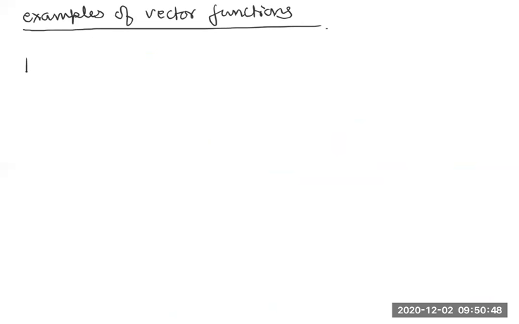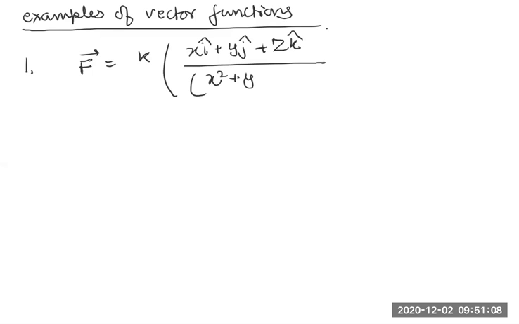So examples of vector functions. Number 1, f is equal to k times x i cap plus y j cap plus z k cap, upon x square plus y square plus z square raised to the power 3 by 2.